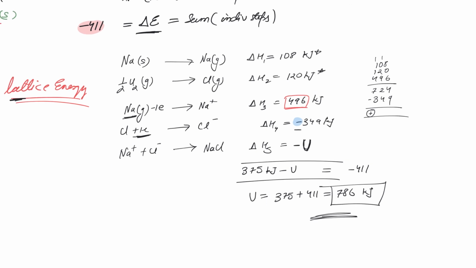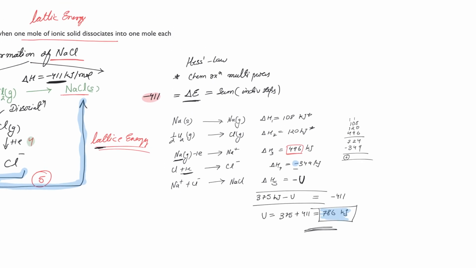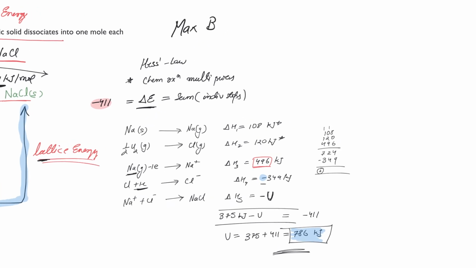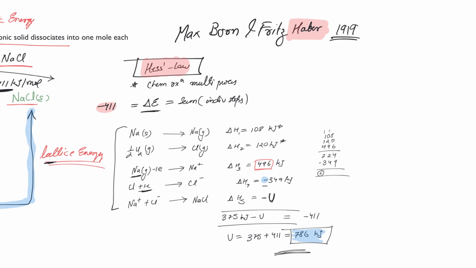Now I hope you remember that the entire topic was the Born-Haber cycle. Why? Because this entire scheme of calculation was devised by Max Born and Fritz Haber based on Hess's law. That is why we call this the Born-Haber cycle, where we use the individual reactions to find out the value of lattice energy. I hope this makes sense.